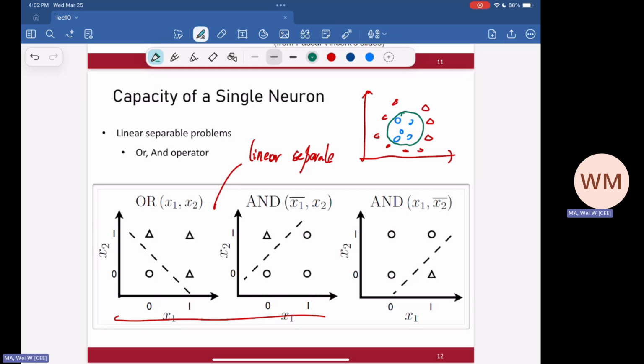Okay, so you can see that a single neuron can only give you a linear decision boundary. For a nonlinear decision boundary, no matter what type of activation function you use, you cannot use a single neuron to provide a nonlinear decision boundary. Okay, so how do you get a nonlinear decision boundary?